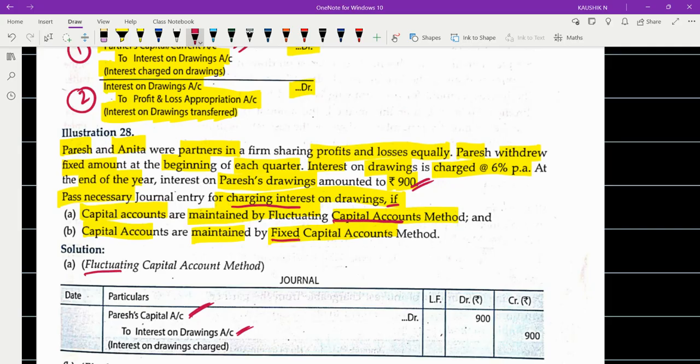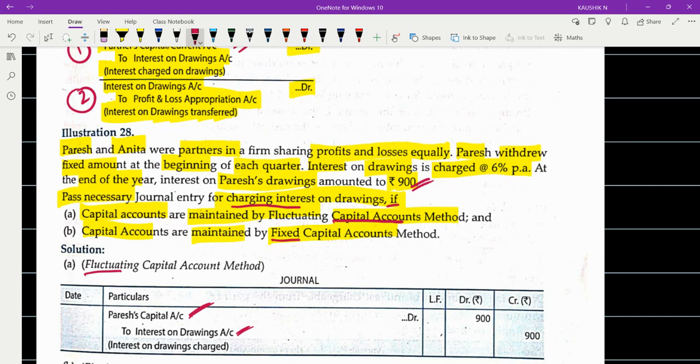Now you may again ask me a question. Suppose I have passed one more entry whereby that interest is transferred to the P&L appropriation account, will it be marked as wrong? It will not be marked as wrong. It can be considered and marks can be awarded, no doubt about it. But still, it is of no use. You're not going to get any extra marks for that.